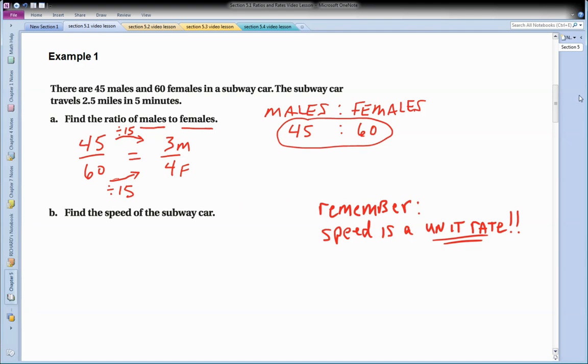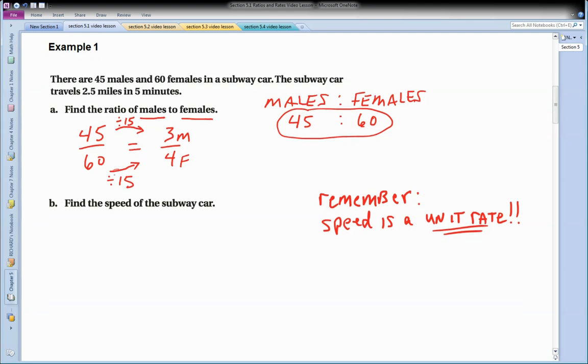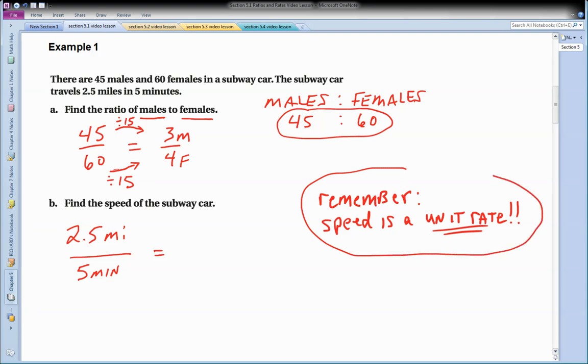Okay, and then let's look at part B. Let's find the speed of the subway car. So the subway car travels 2.5 miles, I'll abbreviate for miles, in 5 minutes. And what we want to do is we want to find the speed, and I put a little reminder over here: speed is a unit rate. So we want to find a speed where the denominator is 1 minute.